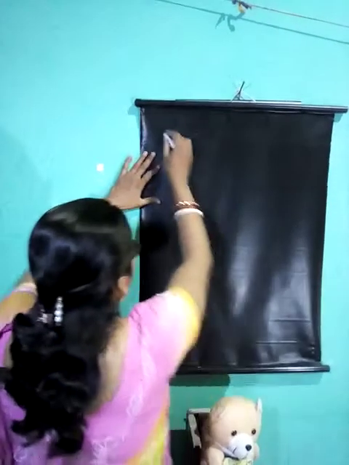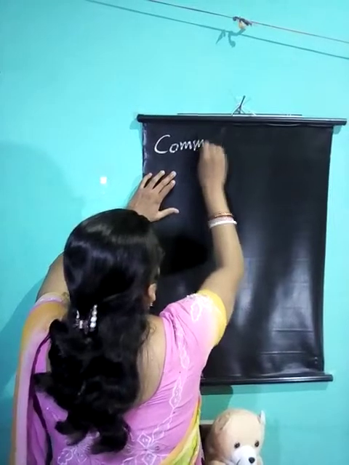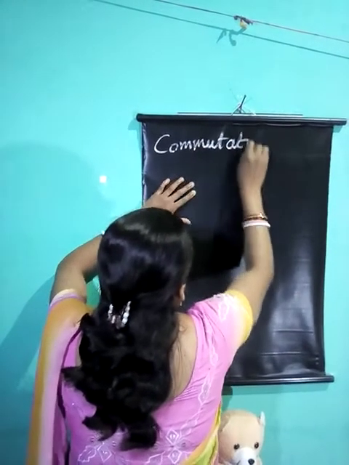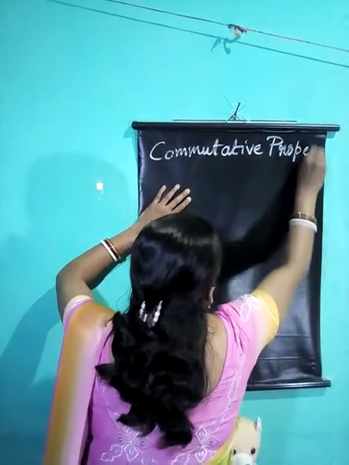Good morning children. In the previous class we had seen the properties of rational numbers. The first property which we had seen was closure property. Now we will see the second property, and that is commutative property for rational numbers.